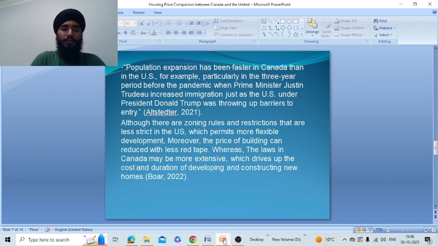Although there are many zoning rules and restrictions, they are less restrictive in the US, which permits more flexible developments. Moreover, building costs can be reduced with less red tape in the US as compared with Canada. Whereas the laws in Canada may be more extensive, which drives up the cost and duration of developing and constructing new houses as compared with the neighbor country, the US.